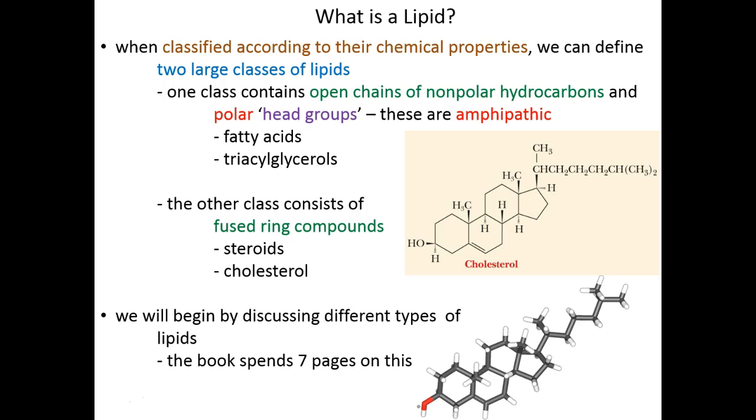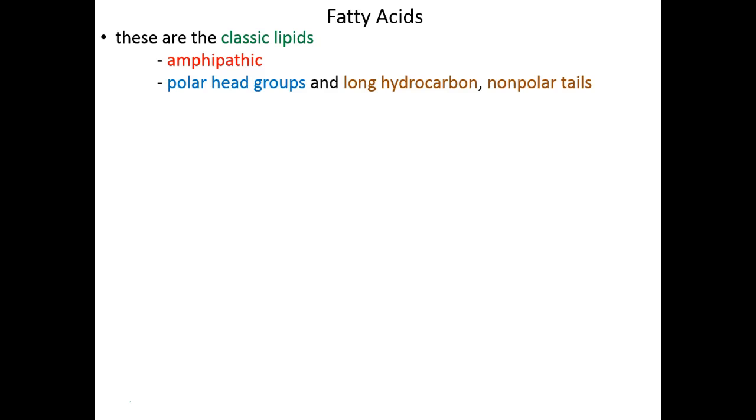The book spends 7 pages on this material. We'll distill it down to about 10 slides. So we'll start off with this fatty acid group. These are our classic lipids. These are the primary components of cellular membranes. As we've already said, they are amphipathic molecules. They have these polar, either charged or partially charged head groups that are capable of interacting with water and are hydrophilic, and then these very long hydrocarbon nonpolar tails that are hydrophobic and try to shield themselves from water.